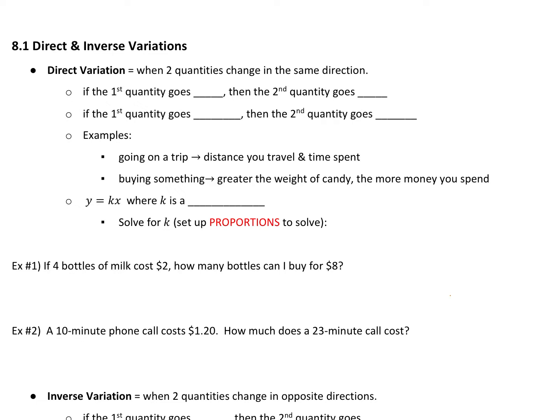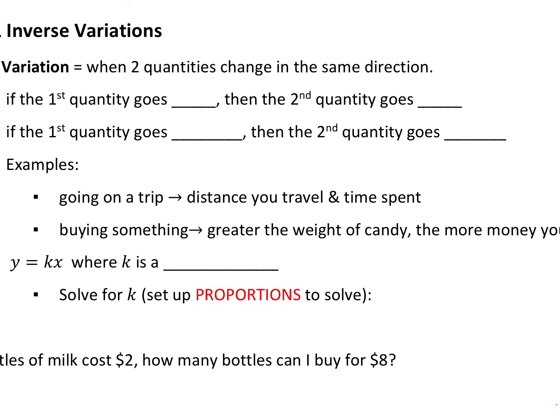But direct variation is basically saying when your x values and your y values are moving in the same direction. So basically, if your x value goes up, or your first quantity that you're talking about goes up, then the second quantity is going to go up as well. If your first quantity goes down, then your second quantity is going to go down as well. So they directly relate to each other. It's direct variation.